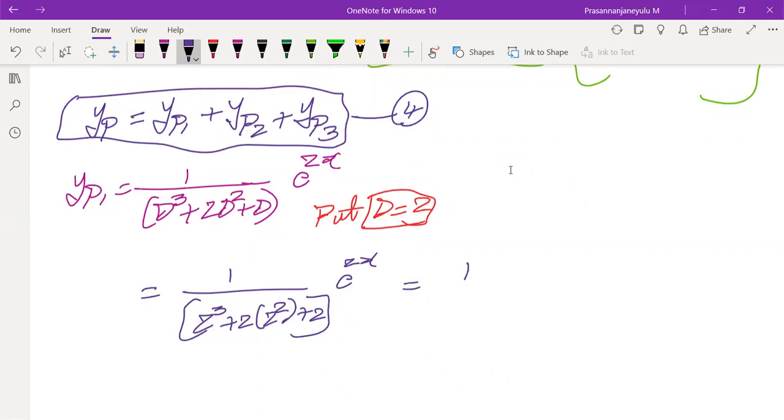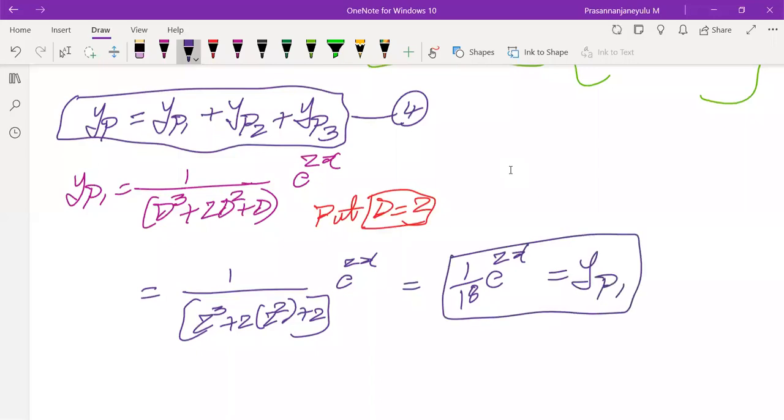That is 1 by 2 cube is 8, plus 2 into 2 square is 4. 8 plus 8 is 16. 16 plus 2 is 18. So 1 by 18 e power 2x. This is just yp1. In the same manner we have to go for finding yp2.